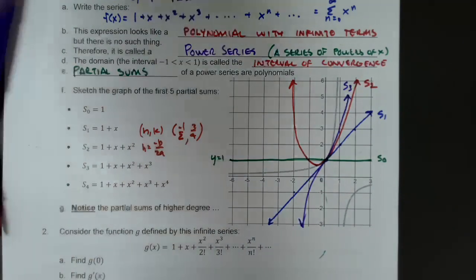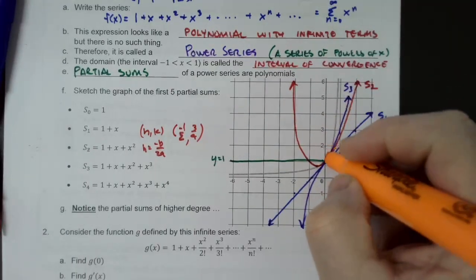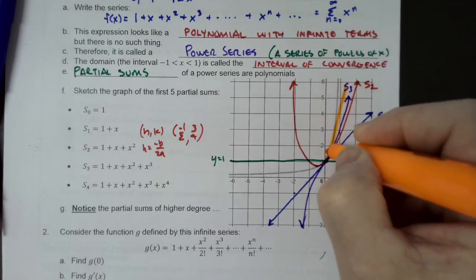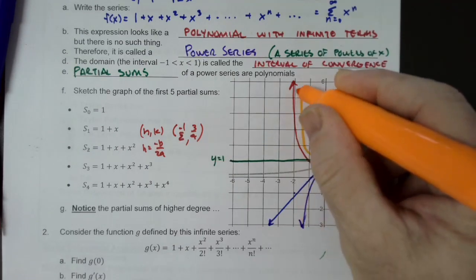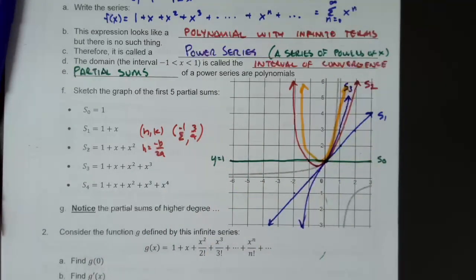And then, if we did this S sub 4, it's going to look a little bit like this. It's going to kind of have that parabolic shape. It's going to look a little bit different because it's going to be an x to the 4th.